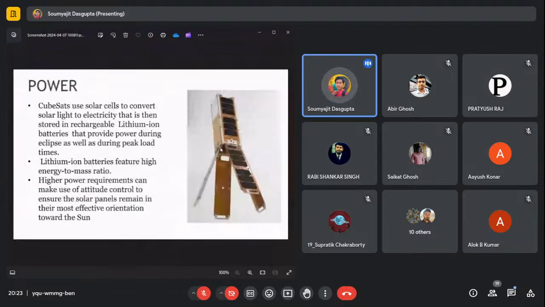Then we come to the part of power, right? For powering a CubeSat, we need a battery, a lithium cell battery. And to charge that lithium cell battery, we need solar cells. These solar cells are not regular solar cells. They are highly efficient solar cells, and you can't buy them from a local market. You have to order them online, and only a few companies provide these kinds of solar cells, which are used in satellites.